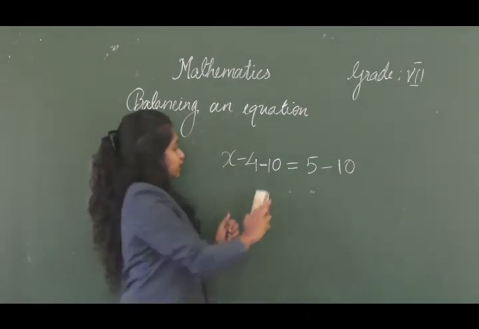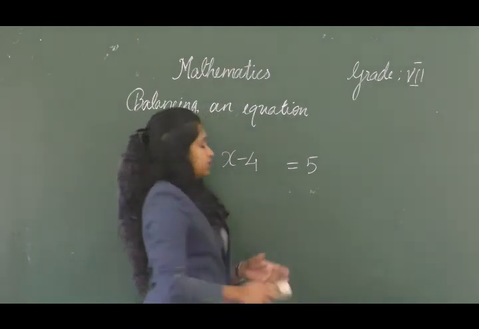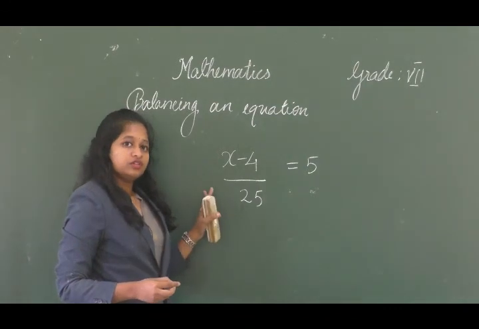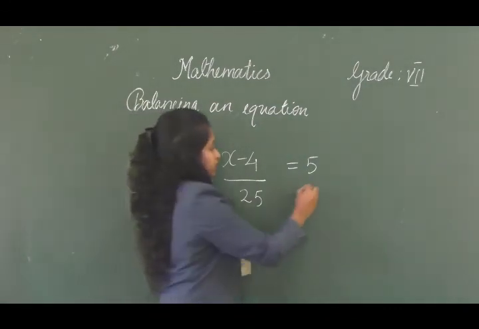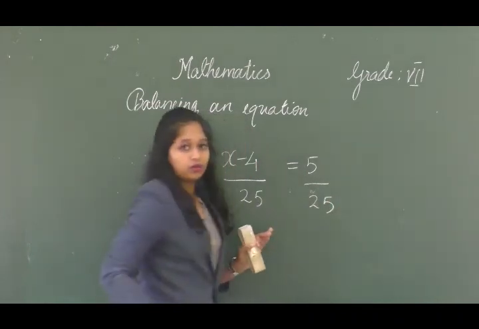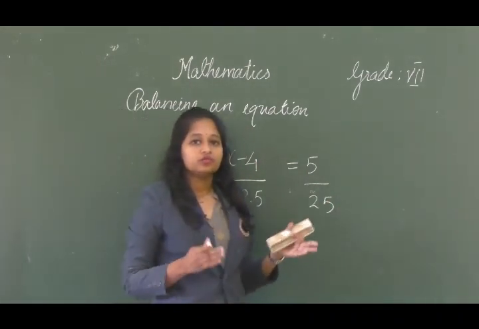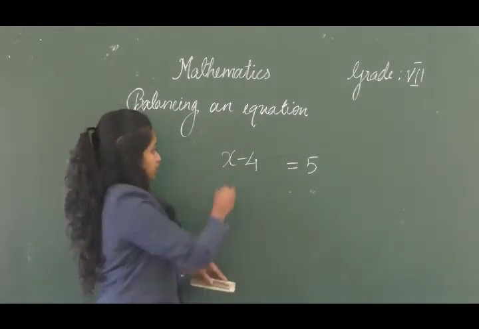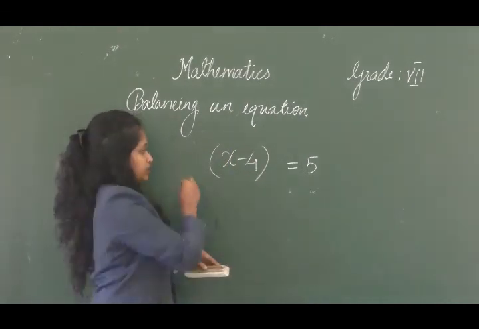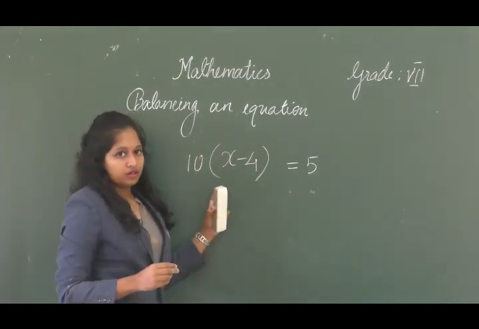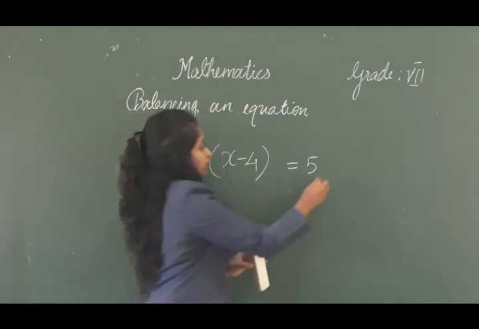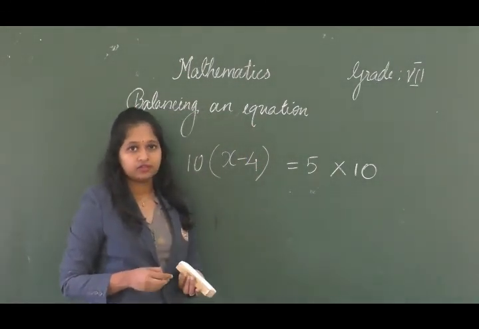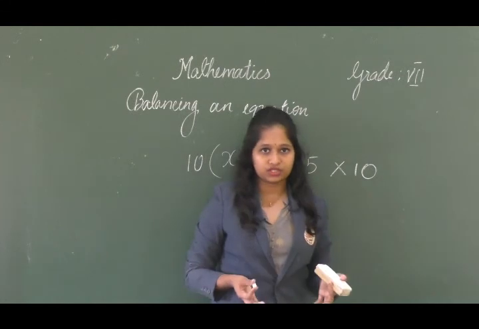Got it? And next, if you divide one number in the left side, divide the same number in the right side also, otherwise the equation won't be balanced. Okay? And in case of multiplication also, do the same. Suppose if you multiply by 10 in the left side, then multiply by 10 in the right side also. Got it? So this is how we balance the equations.